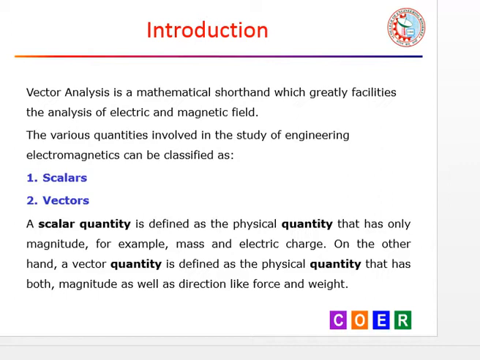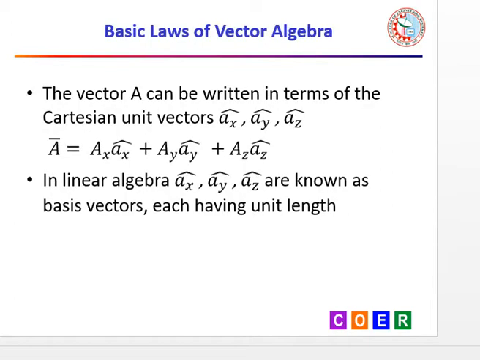A vector is a quantity which has both magnitude and a specific direction in space. Force, velocity, displacement, electric field intensity, magnetic field intensity, and acceleration are examples of vectors.